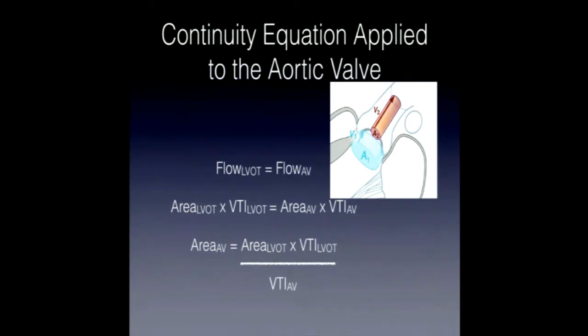Okay, the area of the LVOT times what we call the velocity time interval, or the stroke distance, which is again measured from that pulsed wave Doppler. I'm not doing a great job of explaining this, but that area times that distance is going to equal that area times that distance. And so if we solve for the area of the aortic valve, that's how we solve for the area of the aortic valve.